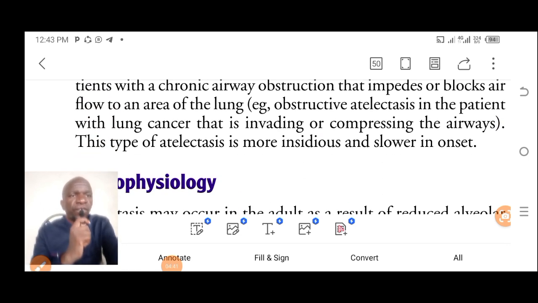That is obstructive atelectasis, for example in the patient with lung cancer that is invading or compressing the airway. So you can have obstructive atelectasis, and this type of atelectasis is more insidious and slower in onset, right?